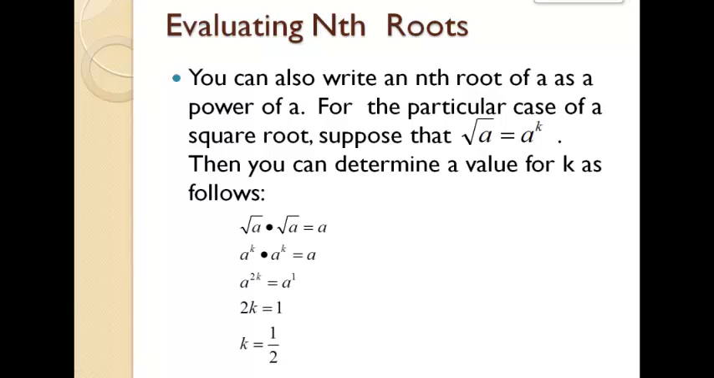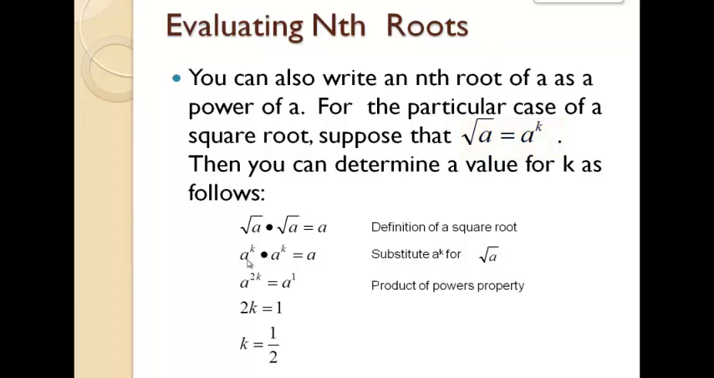This is an algebraic proof, and it is in your notes, but right now I just want you to watch this and understand. We've done a little bit of these algebraic proofs, so I want you to stay with me here. In the first case, the square root of a times the square root of a is a. That's the definition of a square root. Now I'm just going to substitute a to the k, which we defined up here as being the square root of a, for the square root. So that's just substitution.